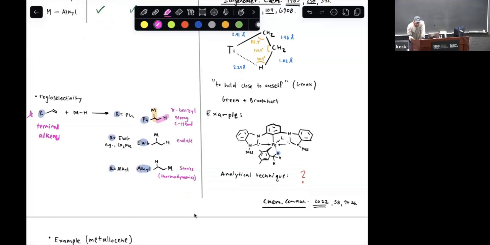We can consider conjugated alkenes like acrylates, vinyl ketones, et cetera. To a first approximation, the analysis is similar. When we place a metal at the alpha position, let's draw this out in the case of an enone.